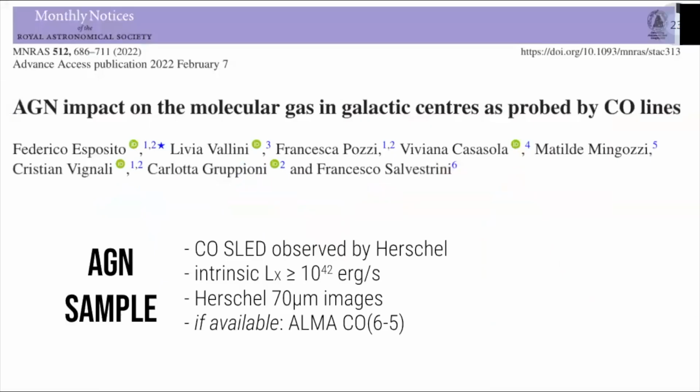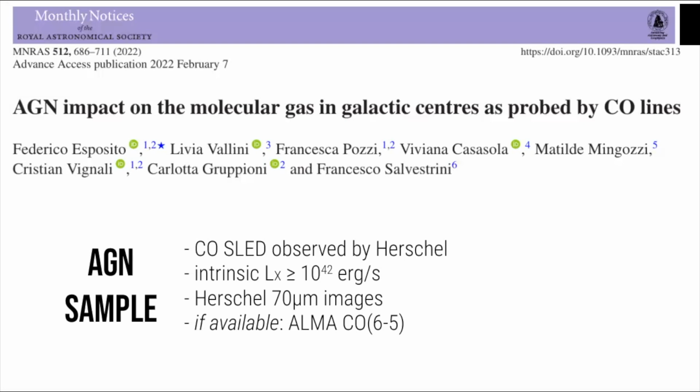Okay, so at the beginning of my PhD, we tried to study the effect of the AGN on the molecular gas, especially when compared to stellar feedback, from observations only. So what we tried to do is we gathered a new AGN sample. We selected it by going into the Herschel results because we needed the full CO SLED sample that includes the CO 13 to 12. And then we selected only the galaxies with intrinsic X-ray luminosity over 10^42 to ensure that they were AGN.